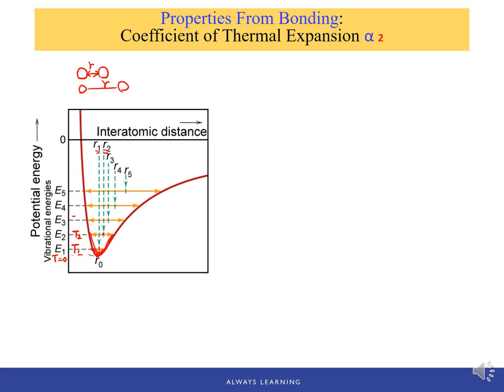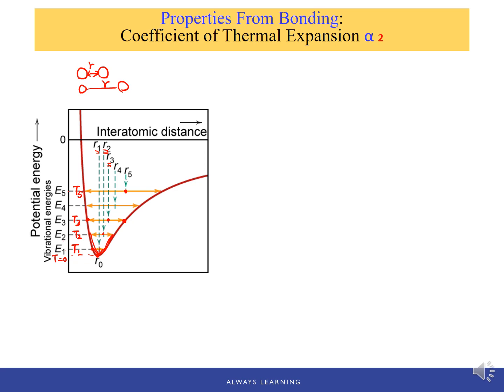And we increase this even more to T3. And now the average distance, which is the midpoint between these two endpoints here, becomes R3. And so on until we increase the temperature to T5. And now the average interatomic distance between the atoms is R5.